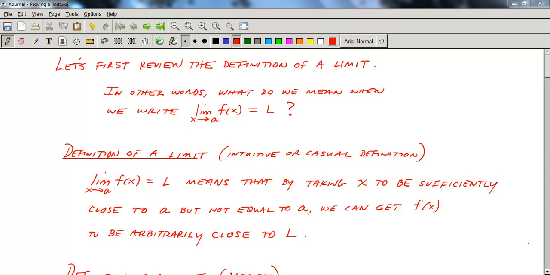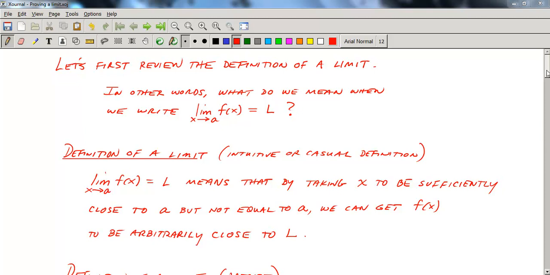Hi everyone, this is Professor Zucker and I'm making this video to try to really do a good job on teaching you how to prove a limit. So let's begin, but first we need to review the definition of a limit, which is to say we need to understand what we mean when we write the limit as x approaches a of f of x equals L.